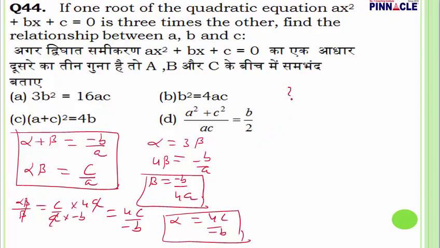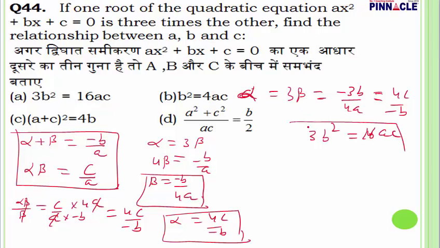Now, as you know, 3 beta, if beta is minus b by 4a, that would be minus 3b by 4a, and this is equal to alpha. And we know value of alpha, which is 4c by minus b. Because alpha is equal to 3 beta, which is equal to this. Now from this expression you can write 3b square is equal to 16ac. 3b square is 16ac, this is the answer, because we have to derive the relationship between a, b, c. So this would be equal to 3b square is equal to 16ac. A should be the answer.